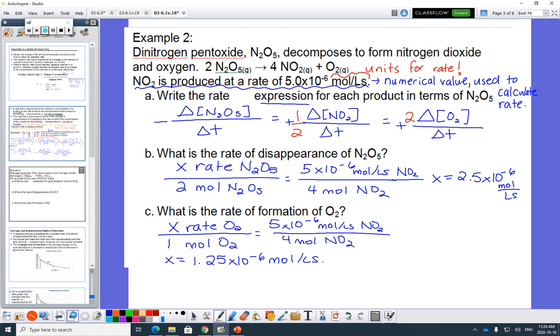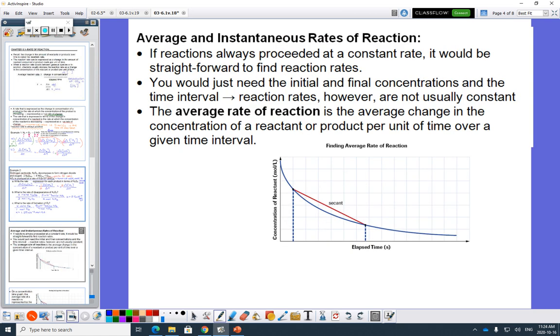Okay. So the second type of math we have to do is average and instantaneous rate. So functions is not a prerequisite for this class. We're going to do exponential curves, which we don't have the equation of the line for. So when you have actual data, we're going to simply find slope, okay?